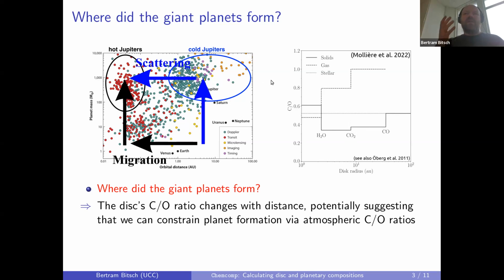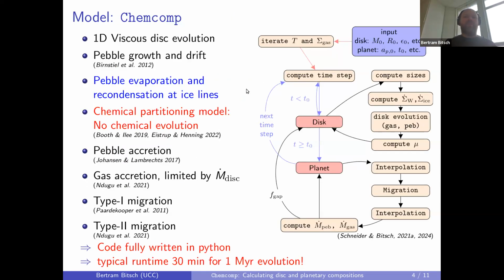And the classic idea is, of course, can we map the exoplanet composition to the location in the disk? And the question is, is it really that simple that we can use that picture? The answer to that is no, because I have a few slides left, and we're building this code. So the idea here is we have a full planet formation model. This is the flow diagram of our ChemComp code.